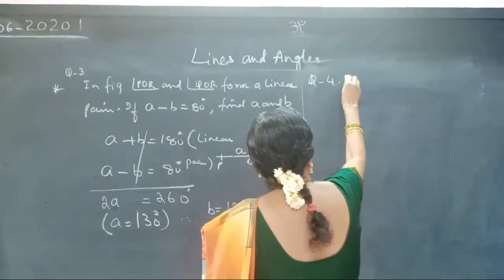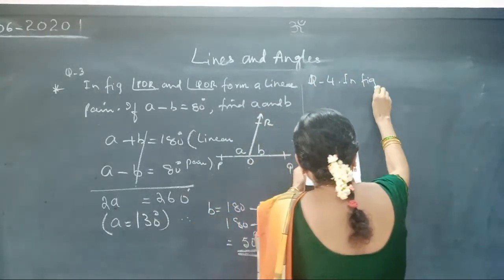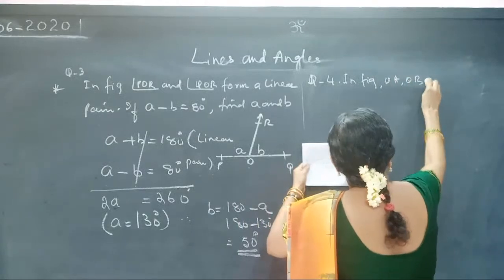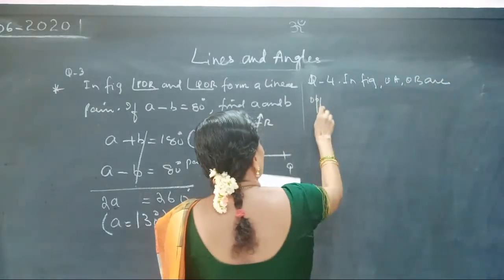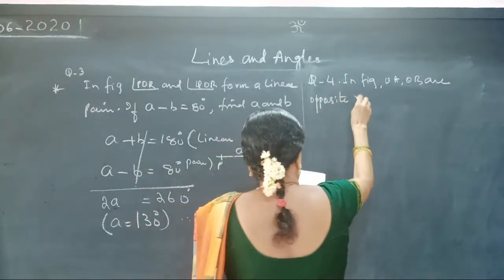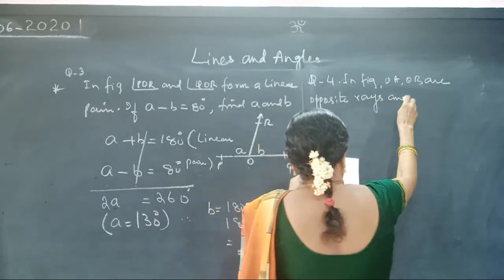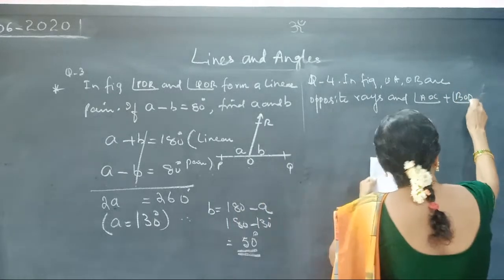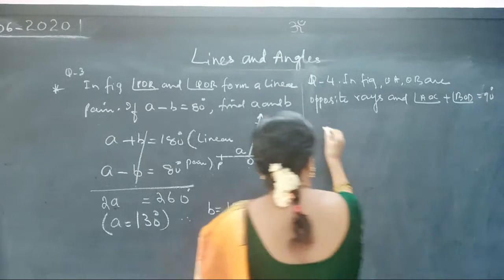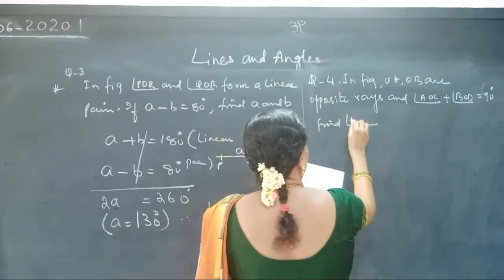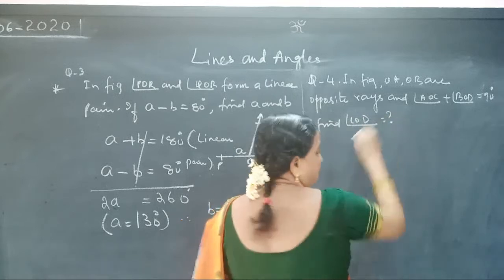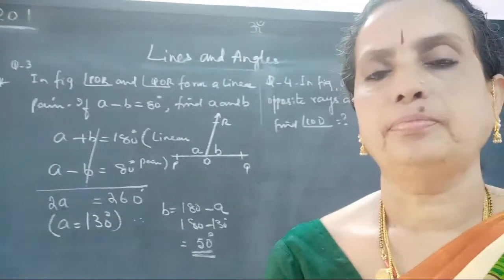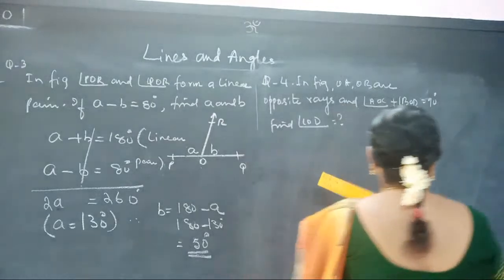Question number 4. In the figure, OA and OB are opposite rays and angle AOC plus angle BOD equals 90 degrees. Find angle COD. Okay, get the figure.